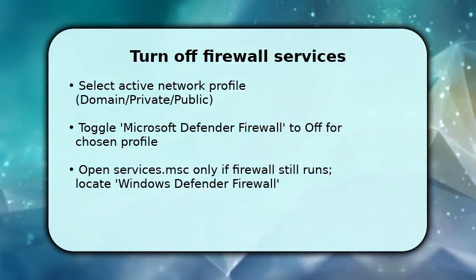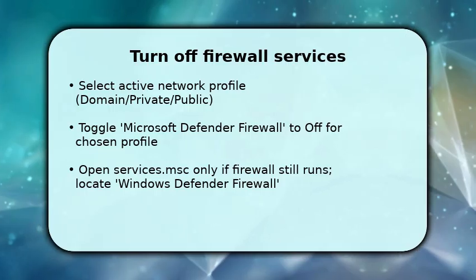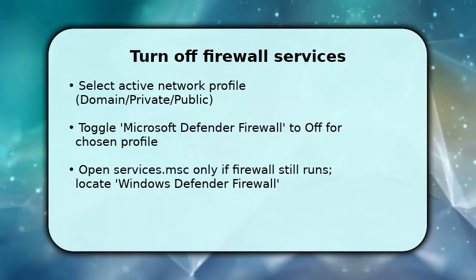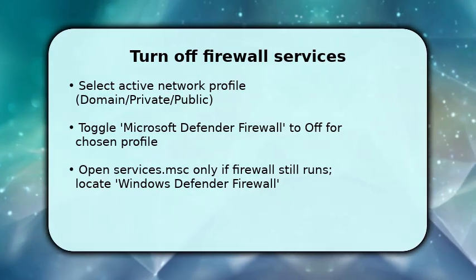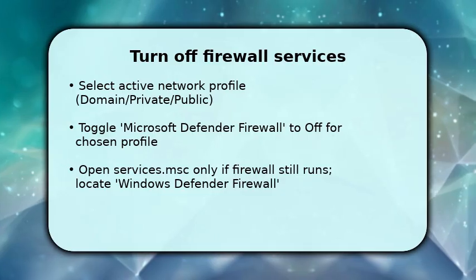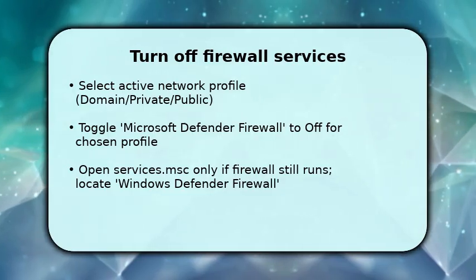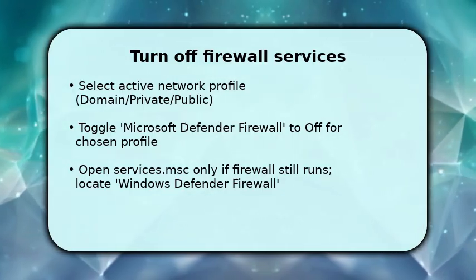If the firewall appears to remain active, open Services.msc. Find Windows Defender Firewall, right-click, choose Properties, and set Startup Type to Disabled, then stop the service. Doing both ensures the GUI and service layer are both disabled.